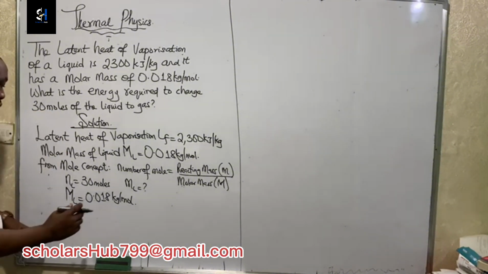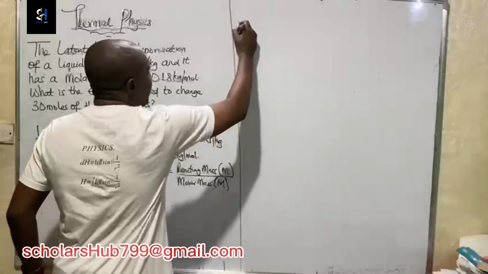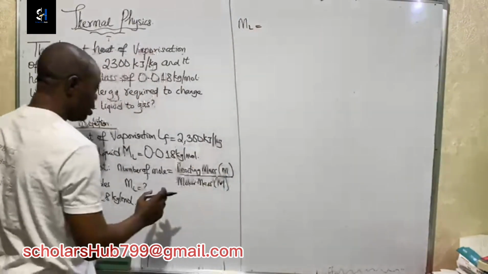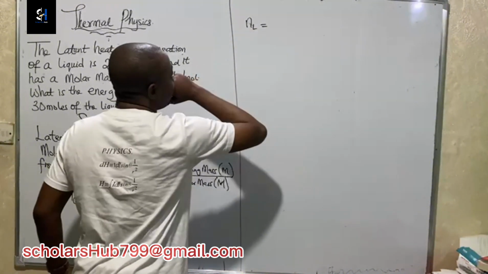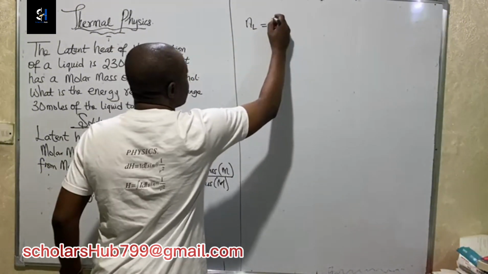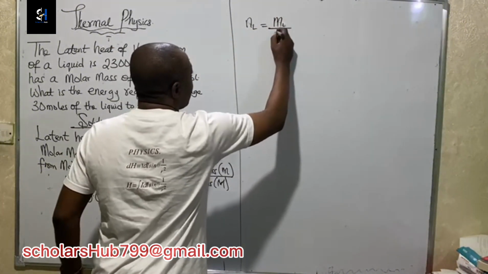All right. So now in this case, we know that the number of moles of the liquid is equal to the reacting mass of the liquid all over the what?